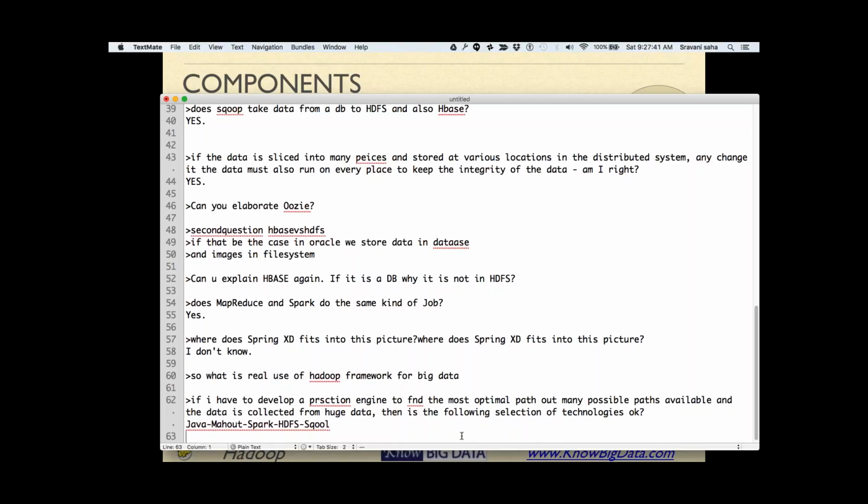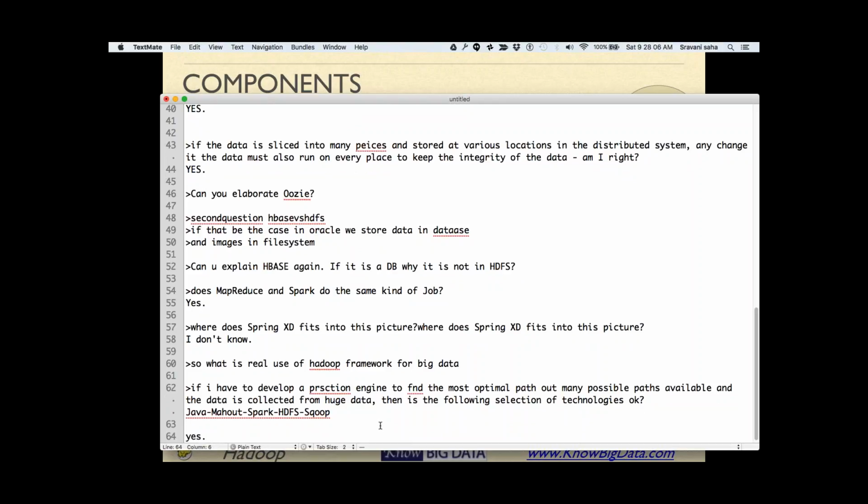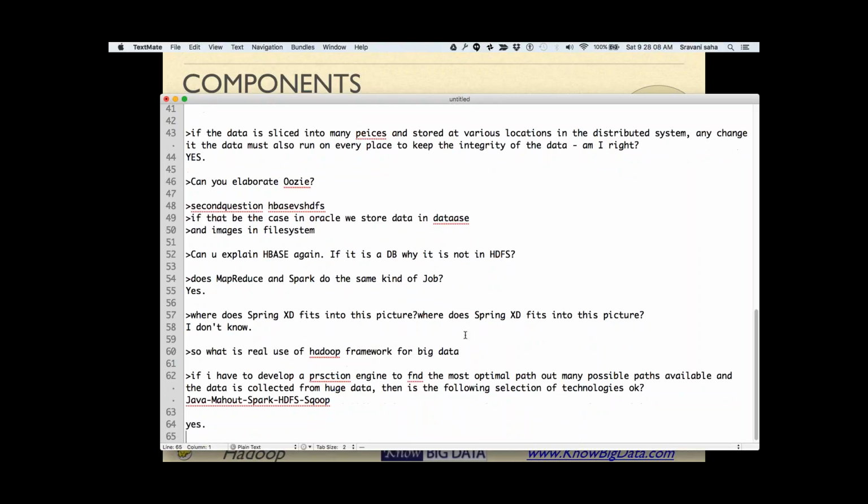If I have to develop a prediction engine to find the most optimal path out of many possible paths available, and the data is collected from huge data, then is the following selection of technologies okay? Yes. So you might have to code a number of things on MapReduce. You might have to figure that out.